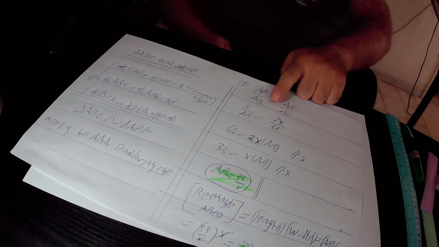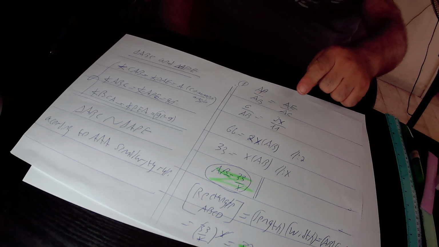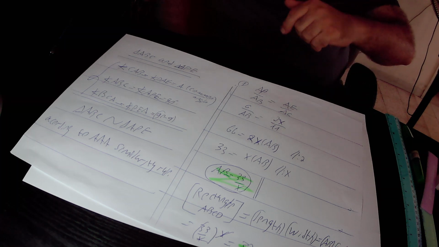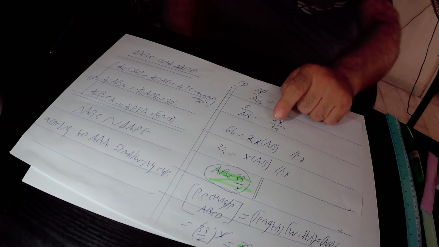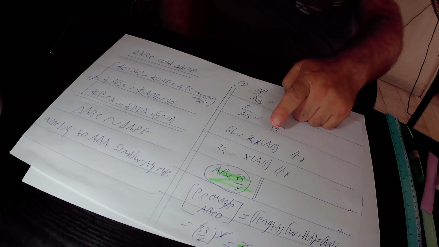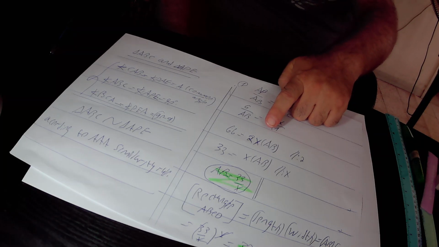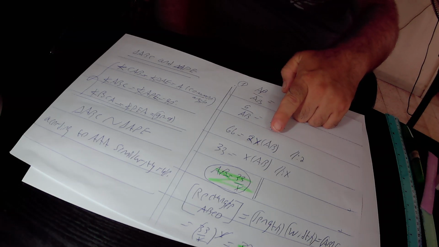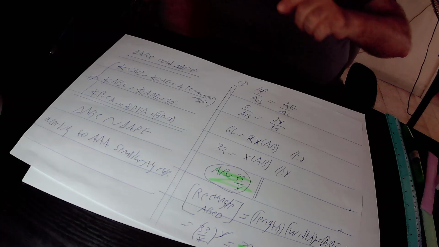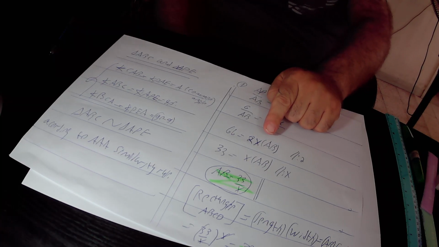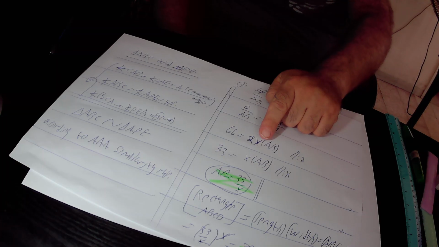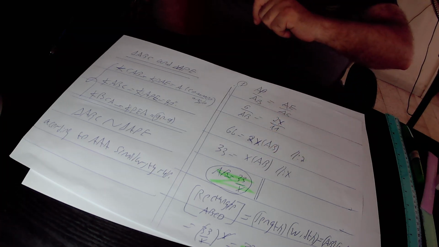Here we cross multiply this equation and find that 6 times 11 is 66, and it is equal to 2x times AB. Here we divide this equation by 2 and find that 66 over 2 is 33, and 2x over 2 is x, so in total this expression equals x times AB. Here we divide this equation by x and finally find that AB equals 33 over x.